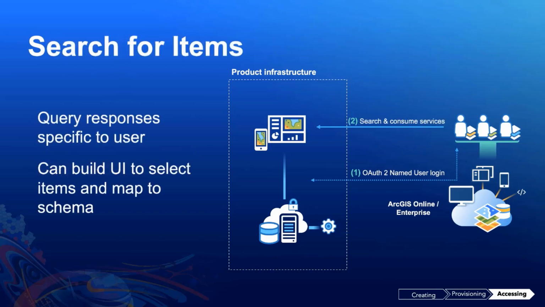Option number two is that you can search for items that the user has access to. Here the user logs into your application, and then you use the robust search API that comes with ArcGIS to search for different services, which you present to the user to make a selection, and then you consume the services that that user selects.